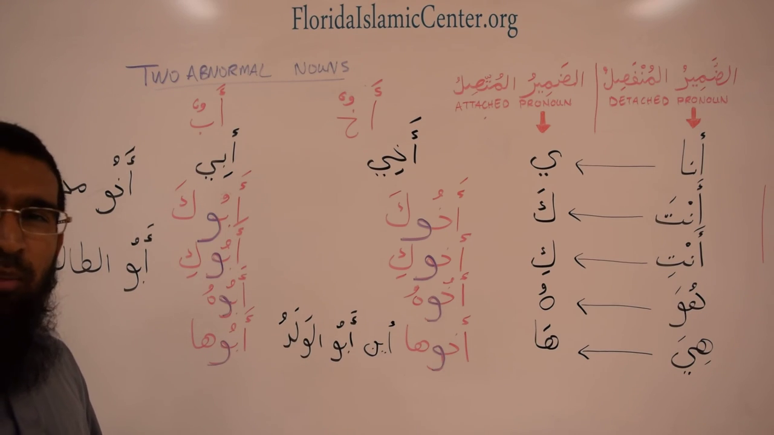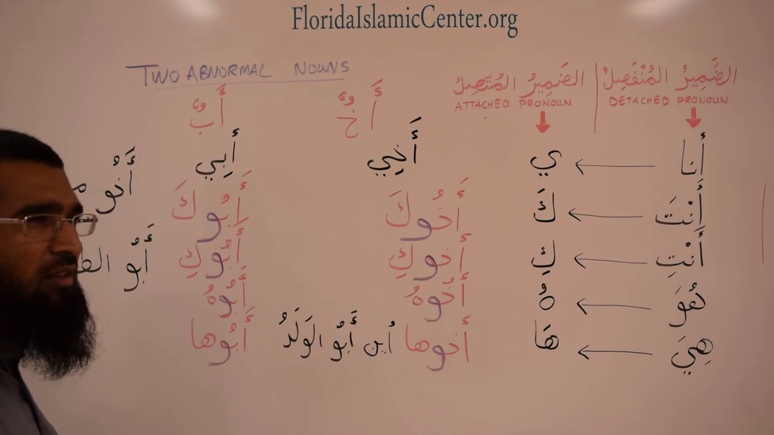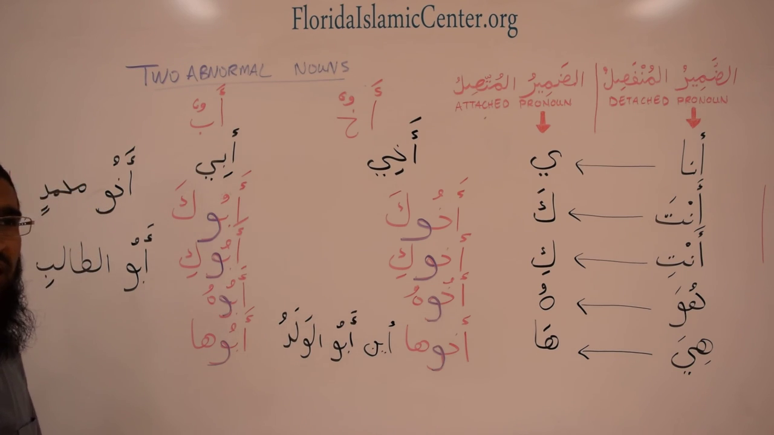When you hear the word abu being used, you should think about a lot of people whose name starts with abu, or you refer to them as abu. Abu Muhammad, Abu Fatima, Abu Isa, Abu Bakr, and so on. Abu Salama, all of these names.